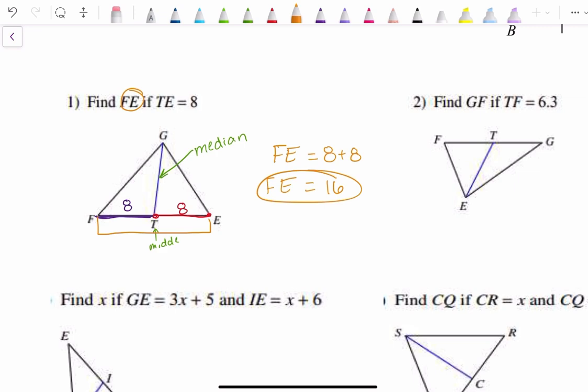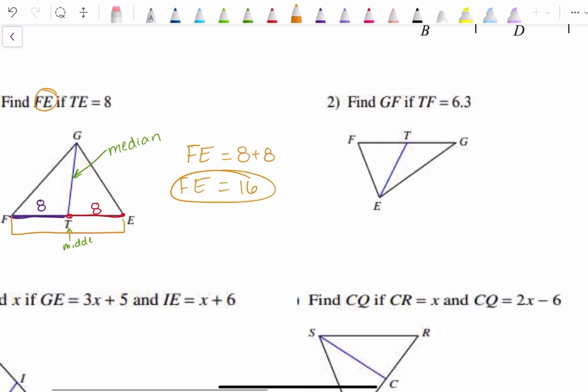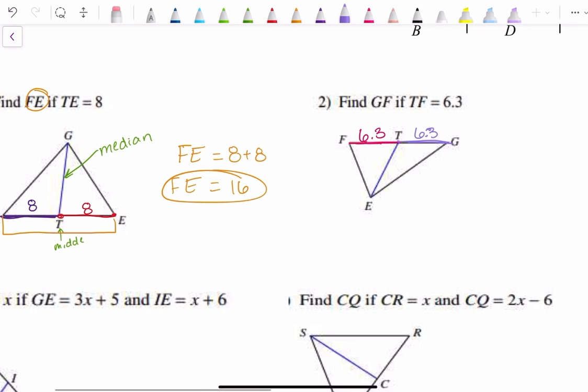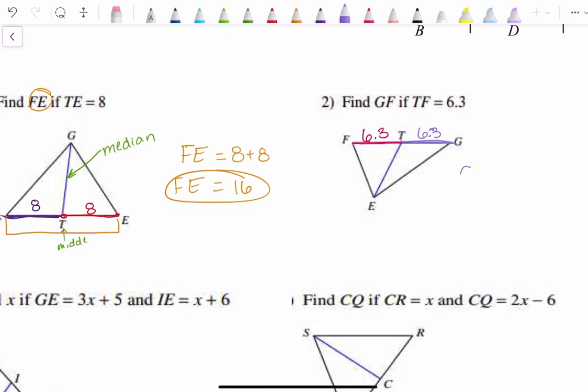Circle. Next one. This one I want to find GF, if TF is 6.3. So again, 6.3 is here. Again, this is half, I'm assuming, because that's a median, which means this other half is also probably 6.3. Which means the whole line is going to be GF, 6.3 plus another 6.3, which ends up being 12.6 is GF.